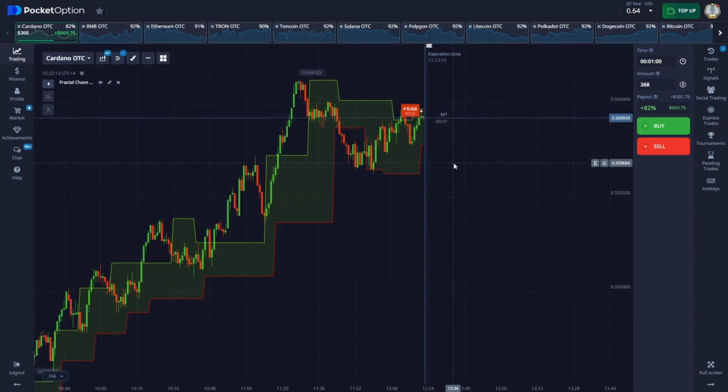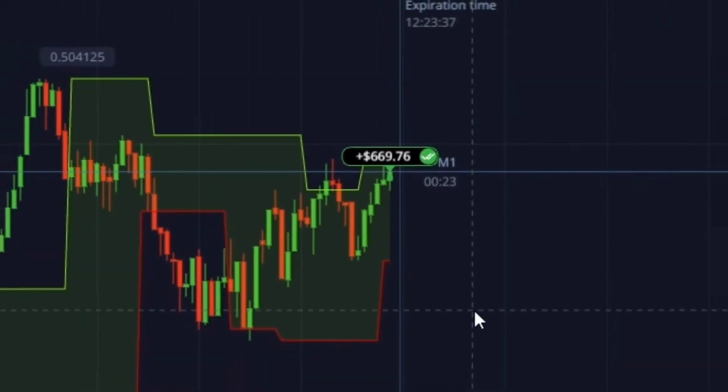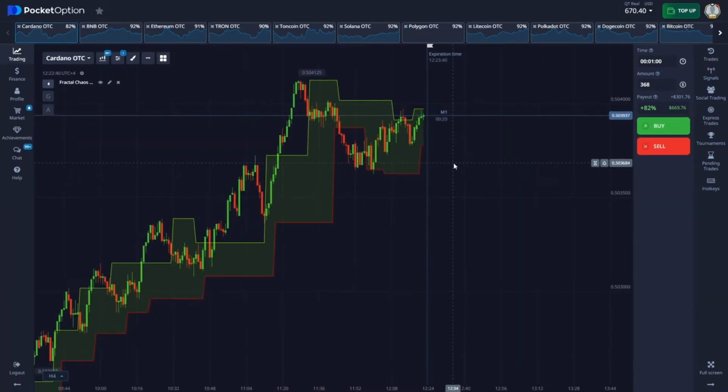The trade is going in our favor, but we still have 20 seconds left. Okay, only a few seconds left and I won another trade. Now my balance has turned into $670. Let's find a trade for $670.